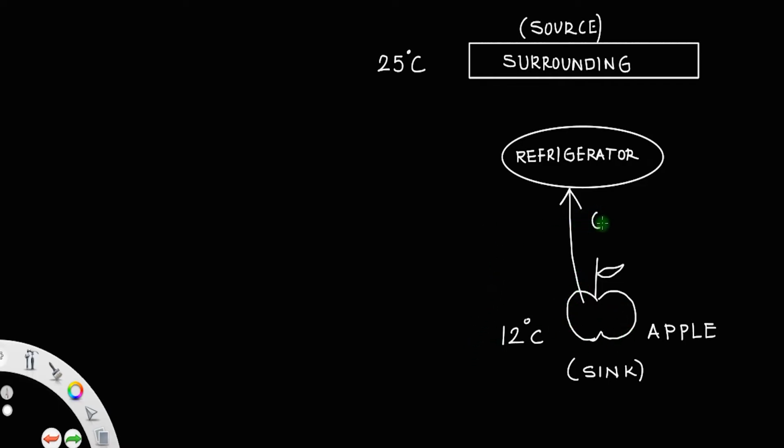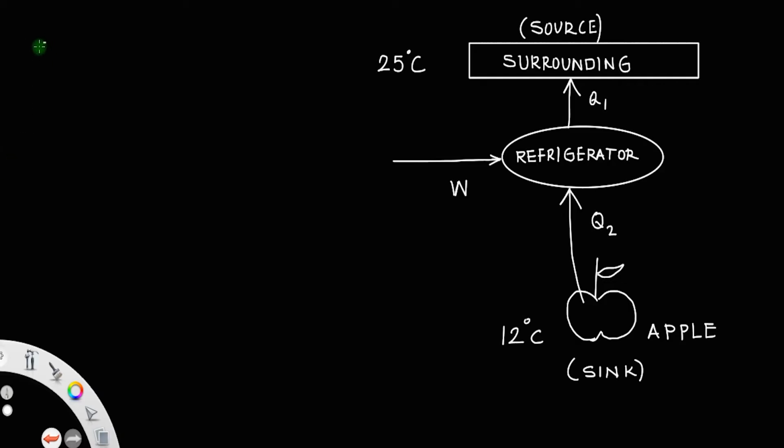Let Q2 be the amount of heat it takes from the apple, so that the apple cools. But in order to operate the refrigerator, we have to supply some energy, that is, put the plug in the refrigerator so that it consumes electrical energy. So work has to be done on the refrigerator to operate it. Let W be the work done, and let Q1 be the amount of heat it transfers to the surroundings. This is the basic working of a refrigerator.